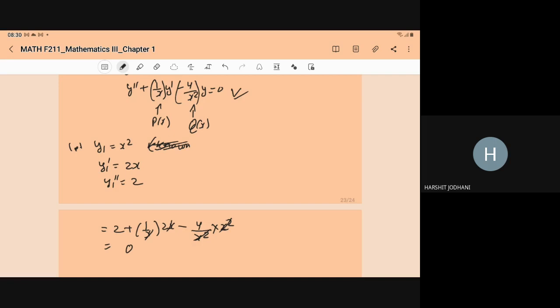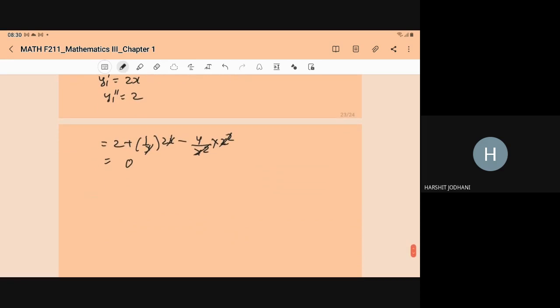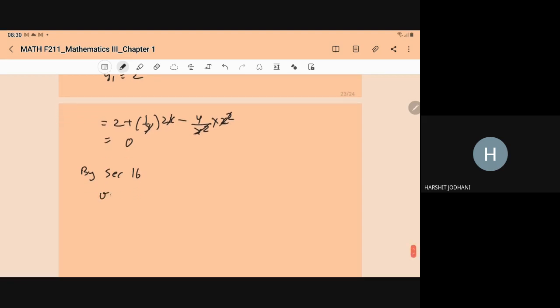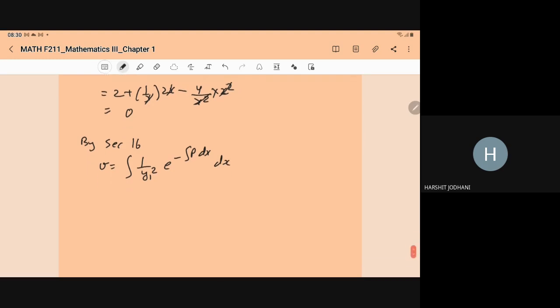Clear? Now we have to determine the second solution. So here we know that by section 16, v is equal to the integral of 1 upon y1 square e to the power minus integral p dx, dx. So it will come 1 upon y1 square. Here y1 is x square, so (x square) whole square, e to the power minus.